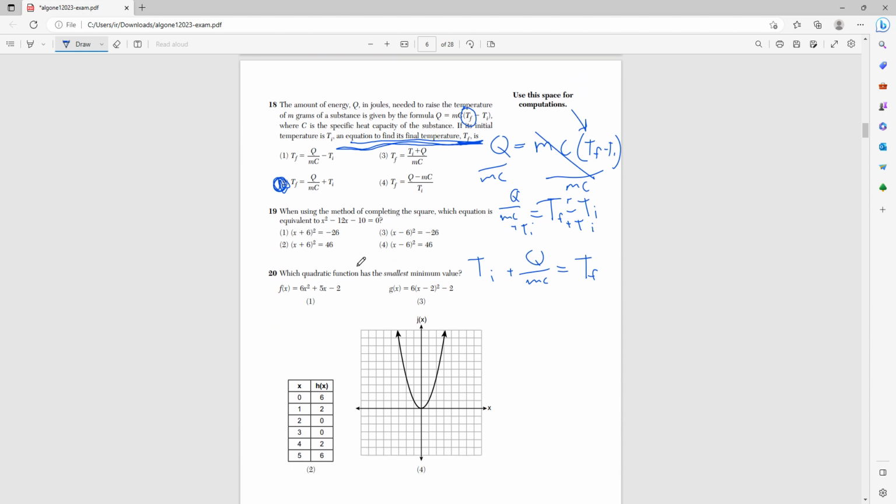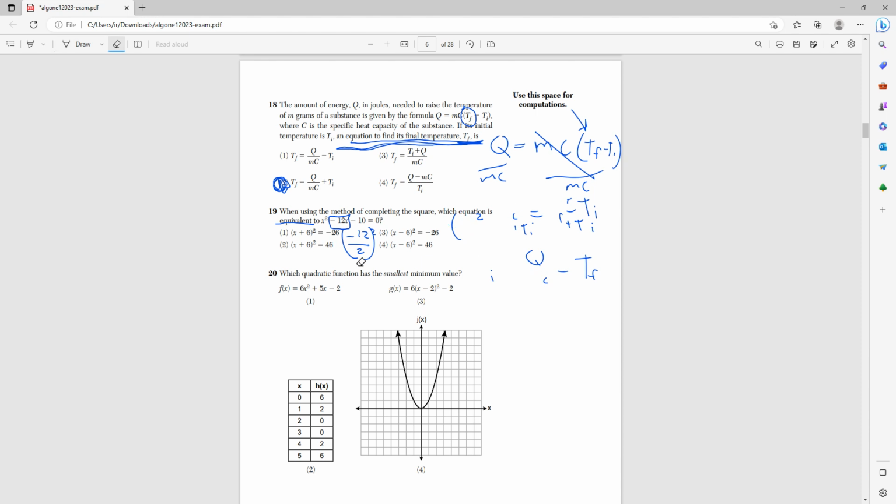Number 19 asks that when using the method of completing the square, which equation is equivalent to x squared minus 12x minus 10 is equal to 0. Completing the square, all that means is you add b over 2 squared to both sides, and then you factor it. So in this scenario, our b value is -12, so -12 over 2 squared.